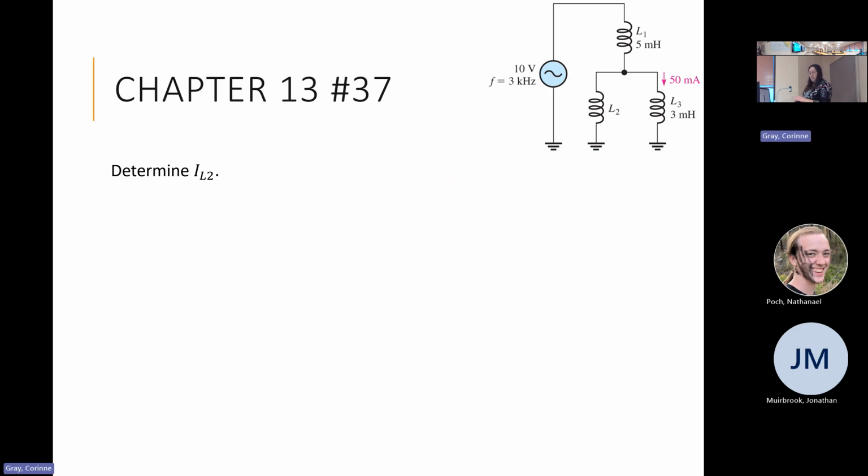All right, so we are going to do 37 here. There's a couple different ways we can solve this one. But before we do that, I want you to look at the circuit and think about what's going on. What do we have in series? What do we have in parallel? How can we start figuring out the current for L2?